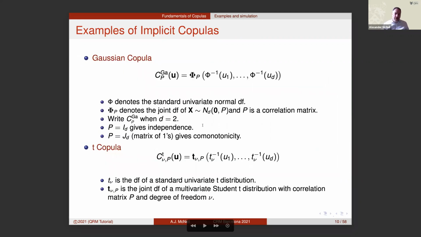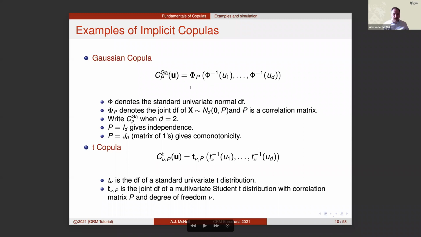Right, so the first possibility, implicit copulas. You should be looking at the Gaussian or the Gauss copula. I've written C P GA, GA for Gaussian, and P for a correlation matrix. In fact, I've chosen P because it's a capital rho as well. So the Latin P is also a Greek capital rho, and we often use rho as the Greek letter for correlation. So you can think of this P as a rho. It's a correlation matrix.